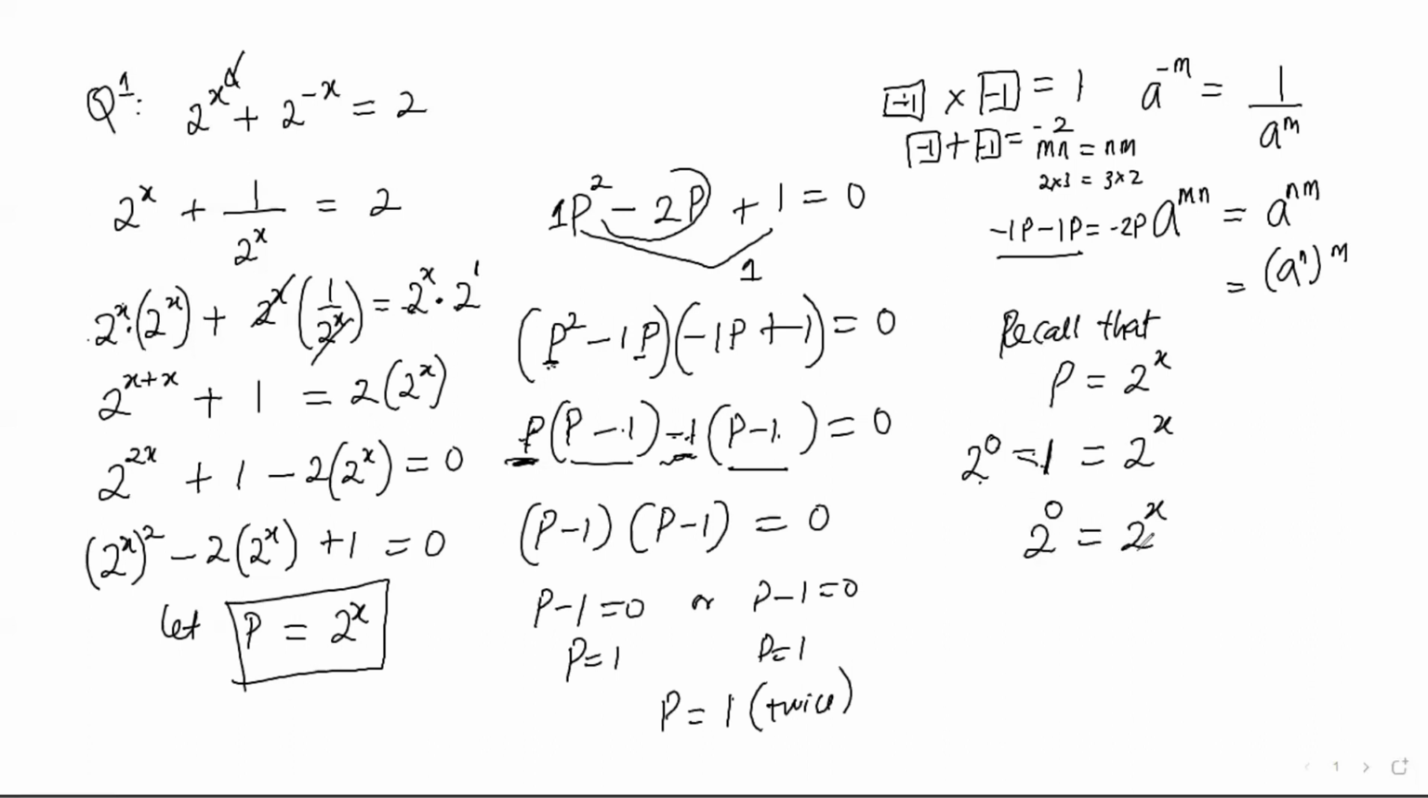The reason why I'm using 2 is because I have 2 here. I want the base to be the same. If I had 3 here, I would have used 3 to the power 0. I want the base to be the same, because when the bases are the same, we can cancel out the base and equate the exponents. So x is equal to 0. Wow. So for all of this problem, we got 0 for x.